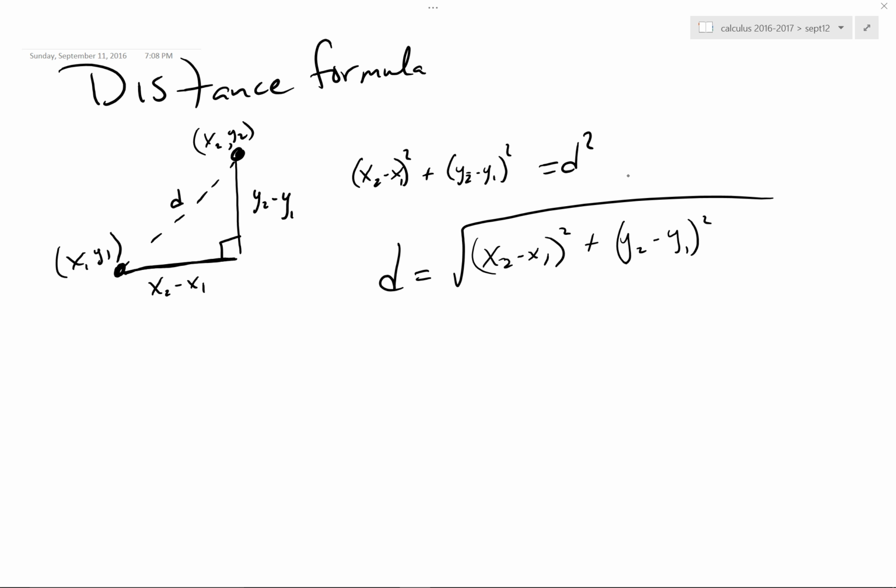Okay? Now, how do I find the midpoint between these two points? Well, it would be the average of their x's and the average of their y's. That's where the midpoint would be. And the midpoint would be d over 2 apart from the first point or the second point, because it's halfway.